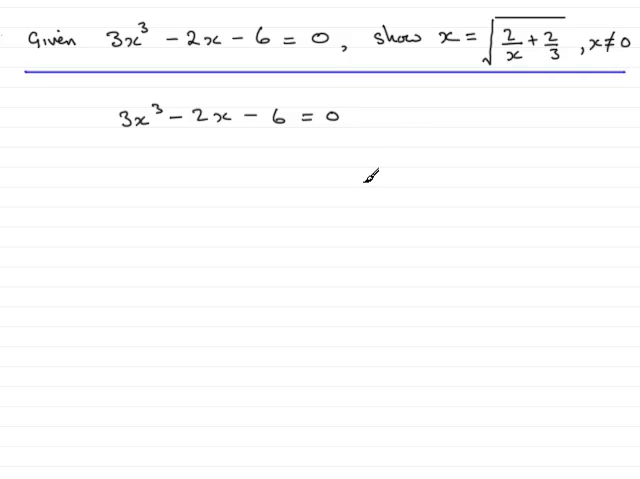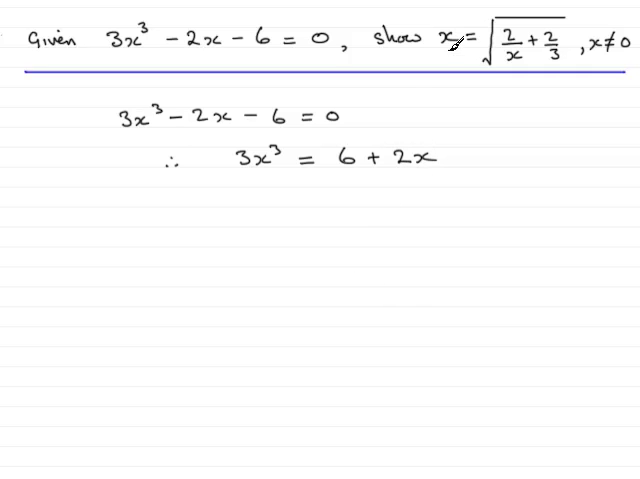Now looking at what we've got to prove here, we should be able to get a little clue, a clue that this square root sign must have come from part of this term here. It's the only term that's got a power in. So what I'm going to do is add 6 and 2x to both sides. So that would give me 3x cubed equals 6 plus 2x.